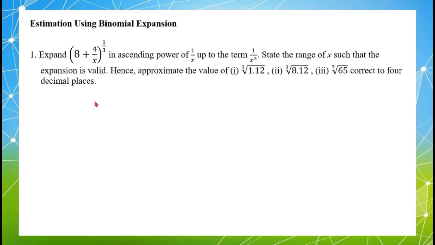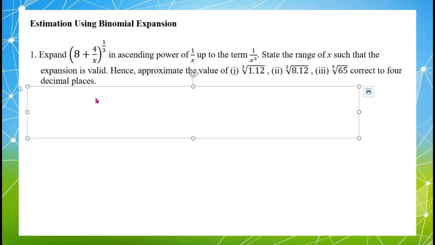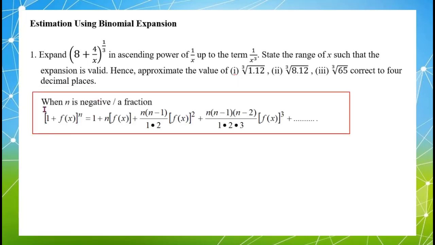Before doing the expansion, we must make sure that we are ready to do the expansion. That is, if the power is not a positive integer, where it is a negative or a fraction, then the first number here must be equal to 1. After we have made sure that it is equal to 1, we are ready to do the expansion, then we can use this formula to do the expansion.